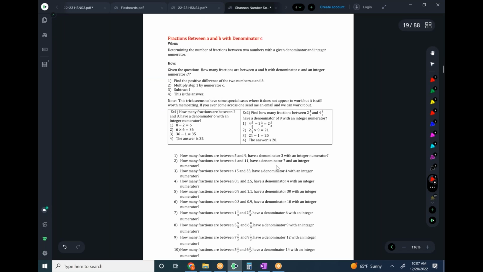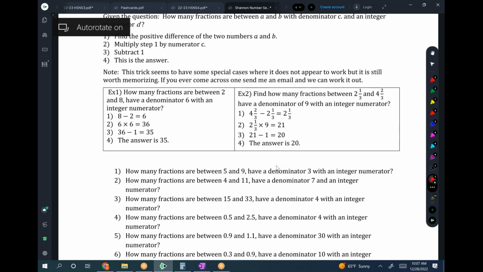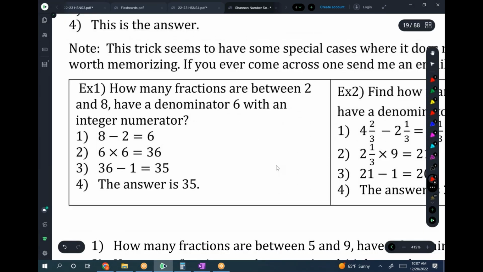All right, we're going to start on this trick. This trick I have seen quite often, and most people do not know how to do this. Let me explain what this trick is saying first. How many fractions between 2 and 8 have a denominator of 6 with an integer numerator? What the heck does that mean, right?